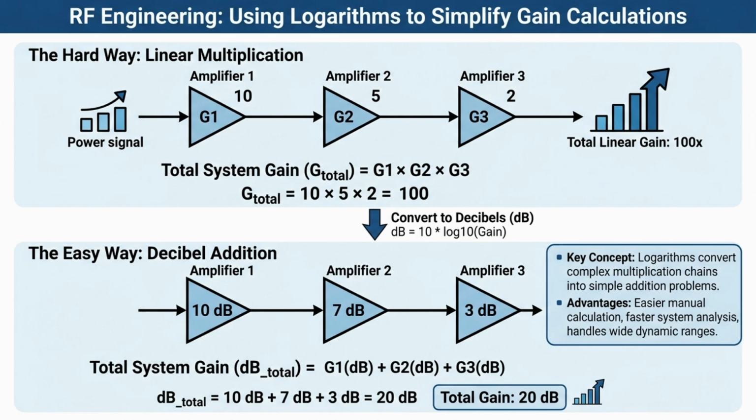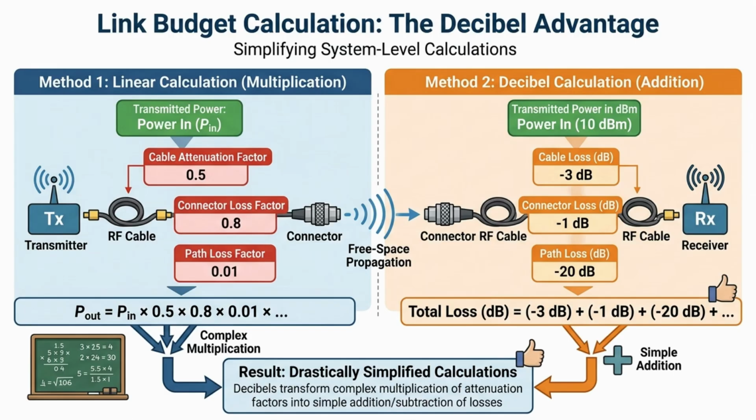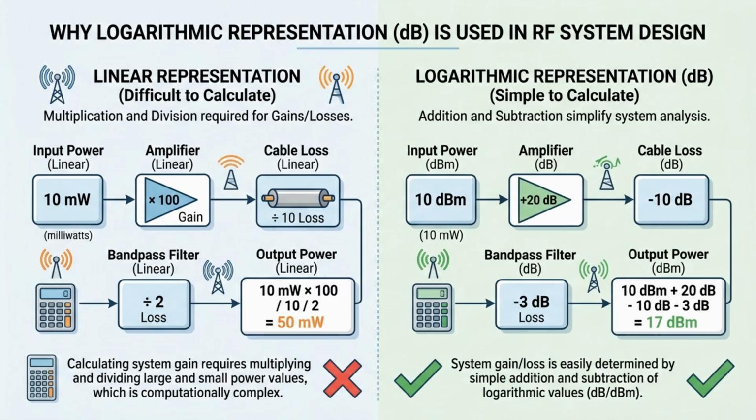In RF engineering, logarithms allow engineers to convert complex multiplication chains into simple addition problems. For example, when multiple amplifiers are connected in series, the total gain becomes the sum of individual gains when expressed in decibels. Similarly, losses in cables, connectors, and free space propagation can be added directly in dB form instead of multiplying attenuation factors. This dramatically simplifies system-level calculations. Because of this property, logarithmic representation is used almost universally in RF system design, measurement, and analysis.